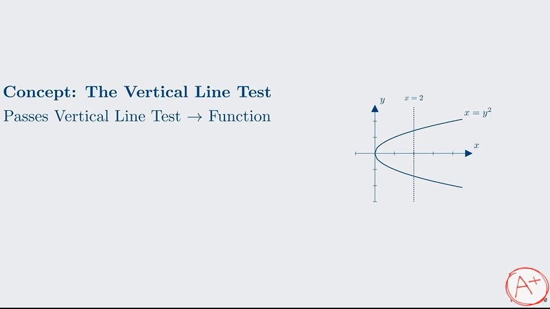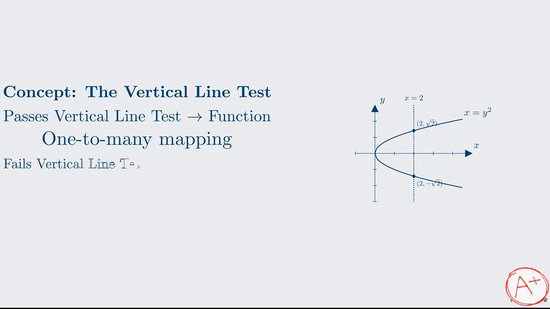Now, look at this sideways parabola, x equals y squared. If we draw a vertical line at x equals 2, it hits the curve at two different points, √2 and -√2. Because one x value corresponds to two different y values, this is a one-to-many mapping. Therefore, it fails the vertical line test and is not a function. In the Cambridge syllabus, you must be able to apply this test quickly to sketches.